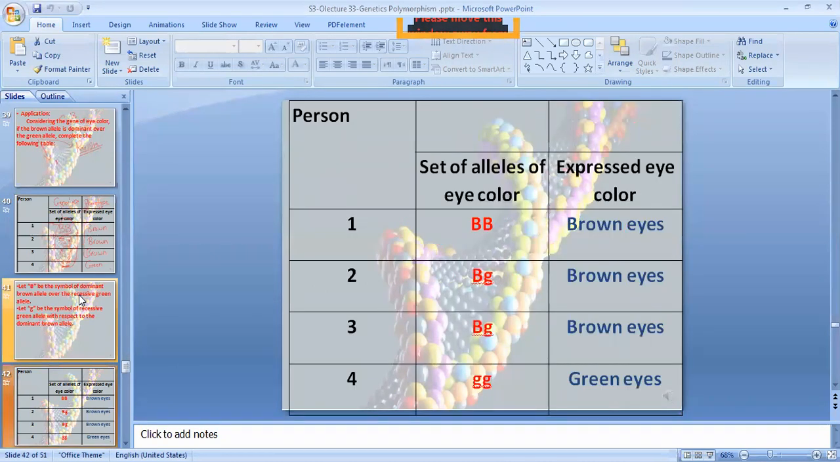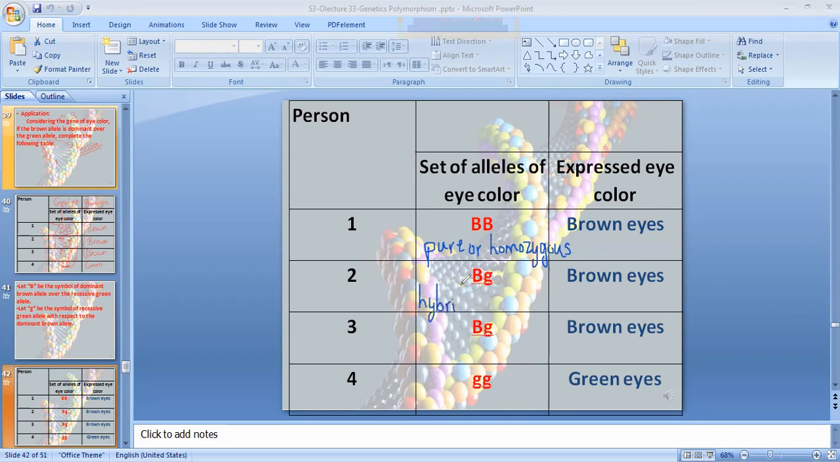In the table, as I said, we have BB, B from paternal and B from maternal. This person is said to be homozygous, or we can say it is pure. Do we have to know both? Yes. Pure or homozygous, okay? And in the next one, it's BG. So it's a brown, here in the case of hybrid or heterozygous. So you have to know both.